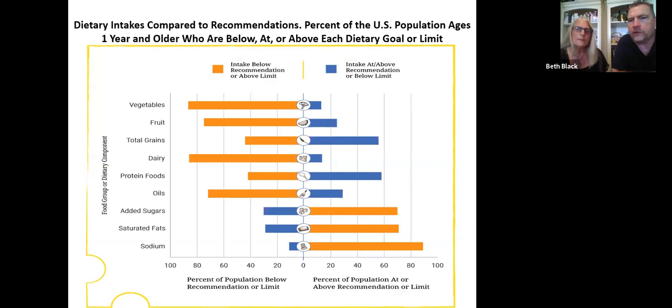It's looking at dietary intakes compared to what's recommended. And we're not doing very well as a country. We're way below in vegetables and fruits and even grains. I think it's intuitive to think that we eat a lot of bread, but even on grains, we're still kind of short. Dairy, protein foods, oils, healthy oils especially, we're short. Where we're way over is sugars, saturated fats, sodium. So the things we should be over on, we're short, and the things we should be short on, we're over.